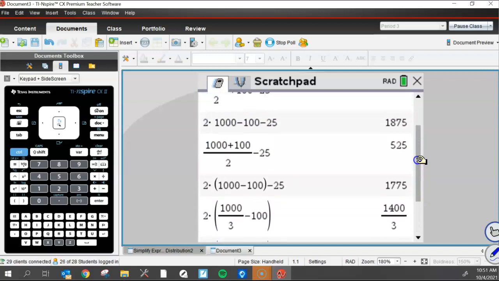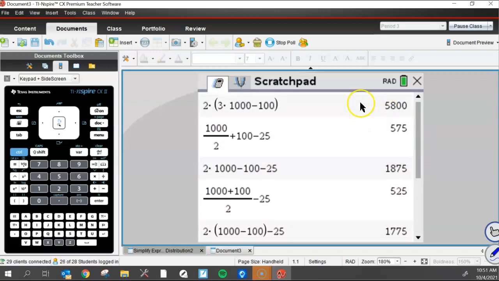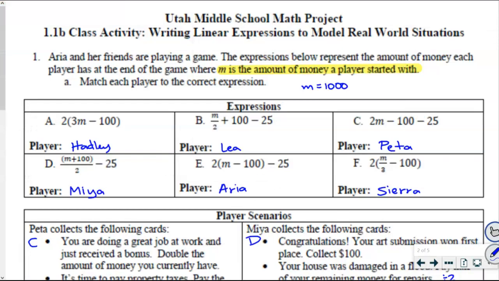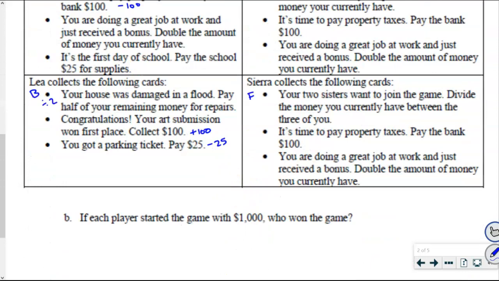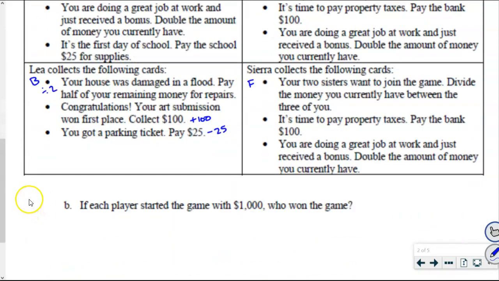So who won the game? Who had the most money at the end? Player A by a long shot. Winning the lottery and multiplying by 3 at the very beginning definitely had a big impact. So who won the game? Who was that? That was Peta. Yes, Sam.